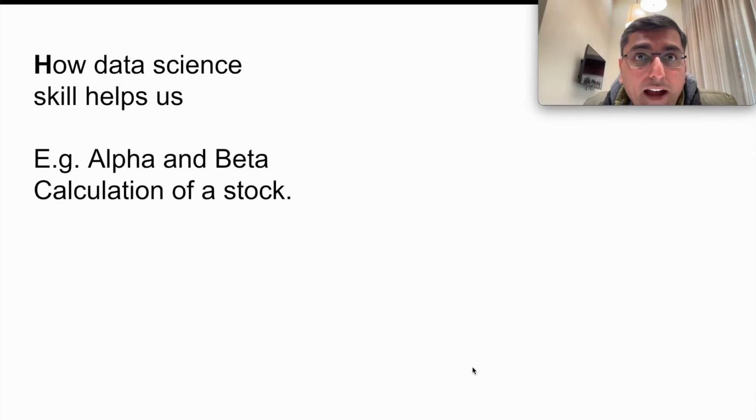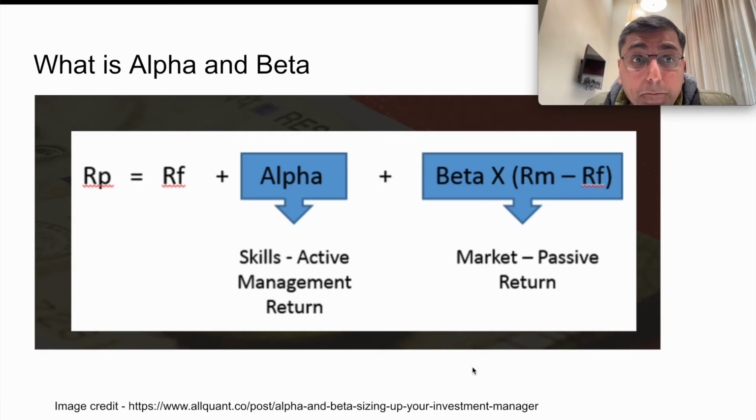Practical example: how to create alpha and beta from a given stock performance. So alpha is basically your stock picking skill ability, the return that you get from your active management. And beta is the return you get from market exposure, or the volatility that you are willing to endure from the market, you get the return from it.